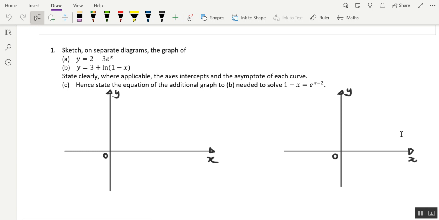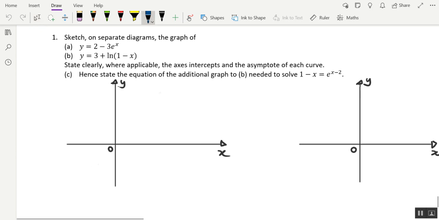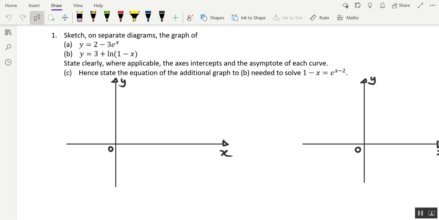For this question, the question wants you to sketch two graphs on separate diagrams. Okay, so first we have y equals 2 minus 3e to the power of x. Remember, y equals 2 is an asymptote. So first and foremost, I need to draw and label the asymptote. That is called y equals 2.